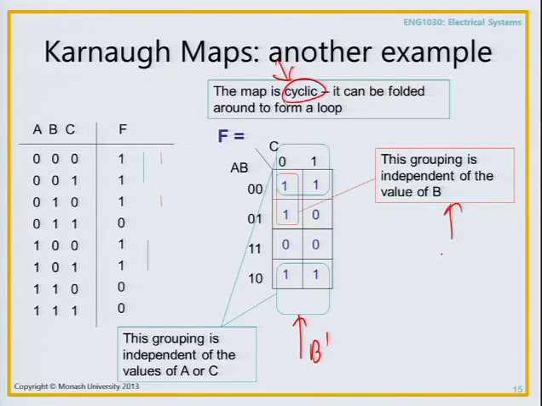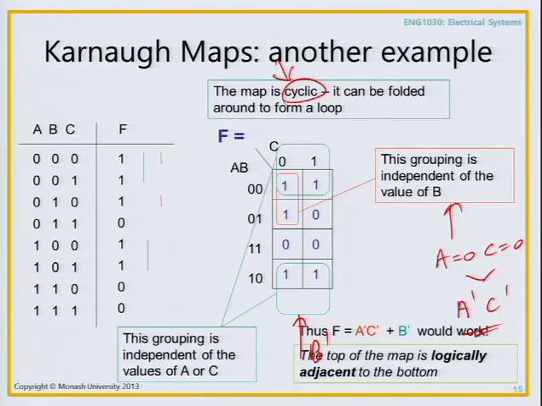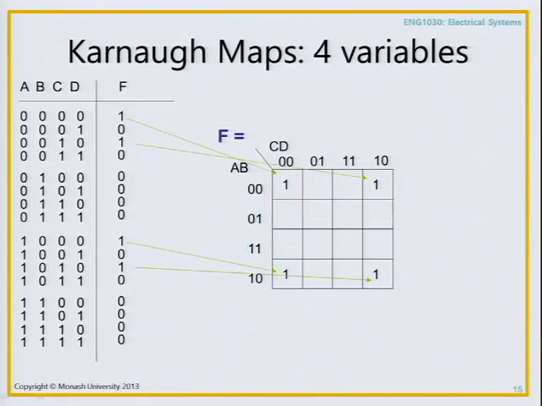A is 0. And C is what? C equals 0. So this is A prime C prime. Okay? Is this starting to make sense? So then the function could be f equals A prime C prime plus B. That would work. Okay. Here's another one. Now, this is tricky. We've got 4 variables now.